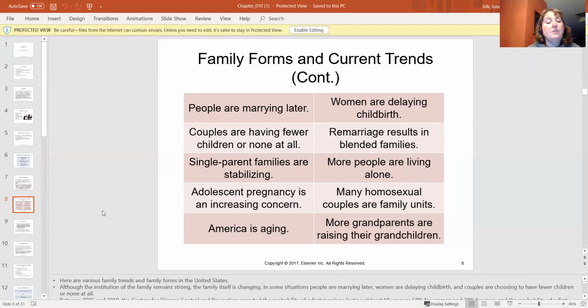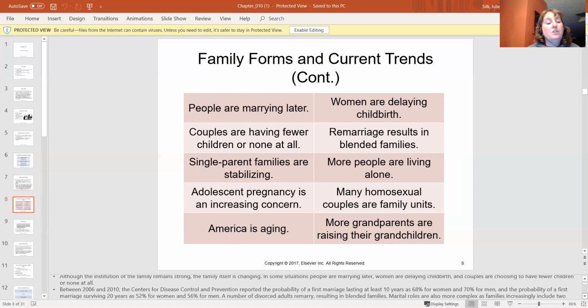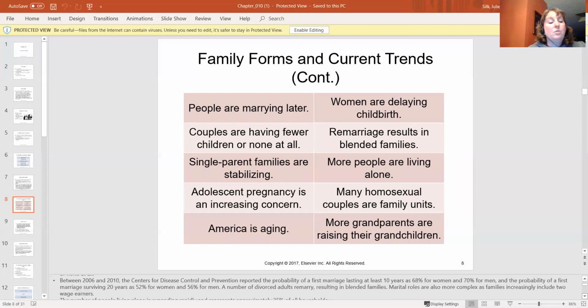So here are some various family trends and family forms in the United States. Although the institution of family remains strong, the family itself is changing. In some situations, people are marrying later, women are delaying childbirth, and couples are choosing to have fewer children or none at all. Between 2006 and 2010, the Centers for Disease Control and Prevention reported the probability of a first marriage lasting at least 10 years as 68% for women and 70% for men, and the probability of a first marriage surviving 20 years as 52% for women and 56% for men.